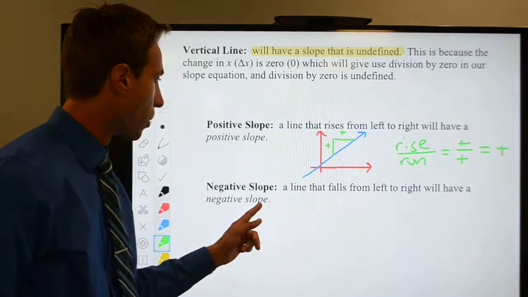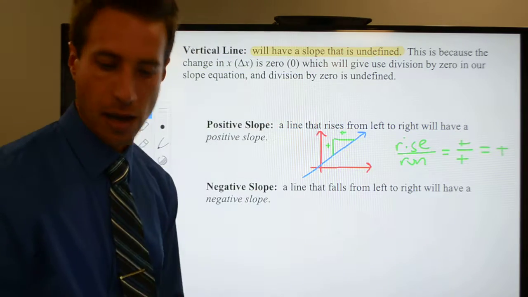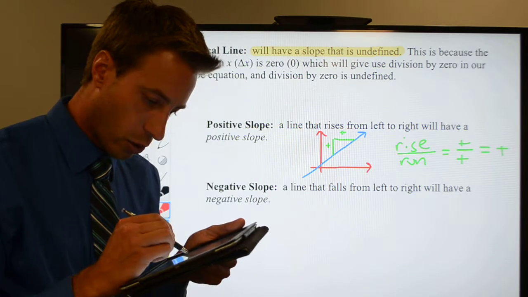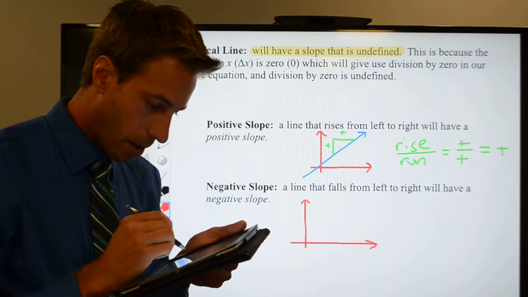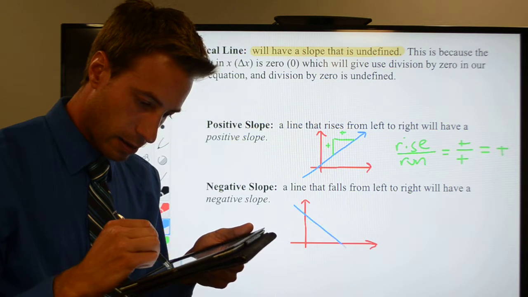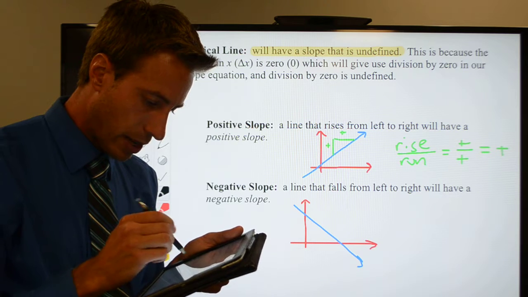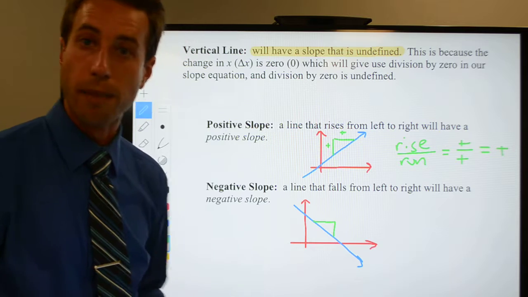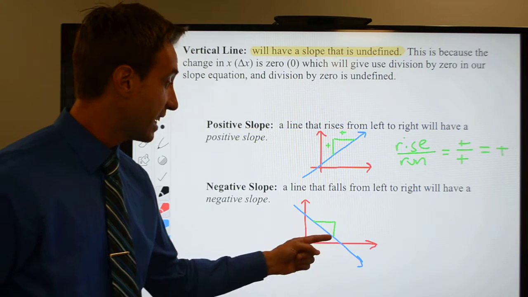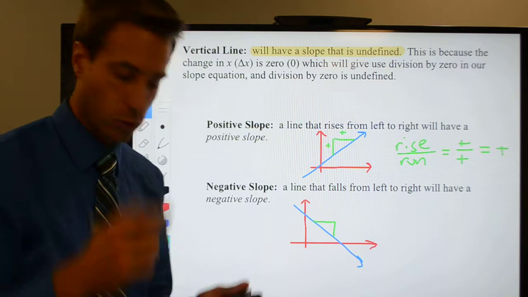What about the other one? What if your line is falling from left to right? Well, let me go ahead and draw another coordinate plane for you. Let's drop a line on there. There's a good one. And let me put in my rise over run. Rise over run. Well, in this case, my rise is going up.